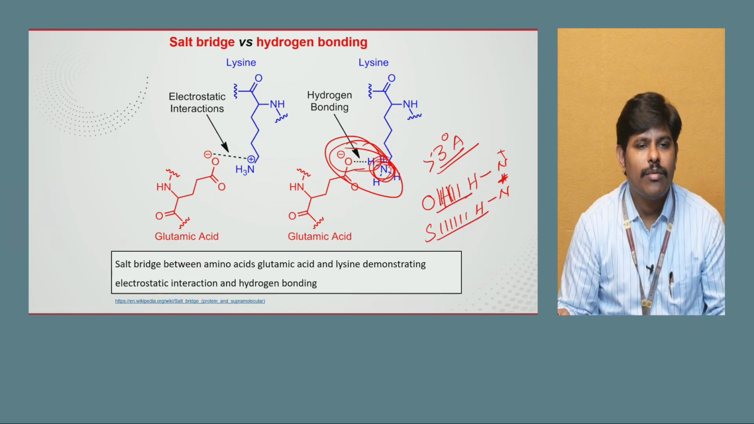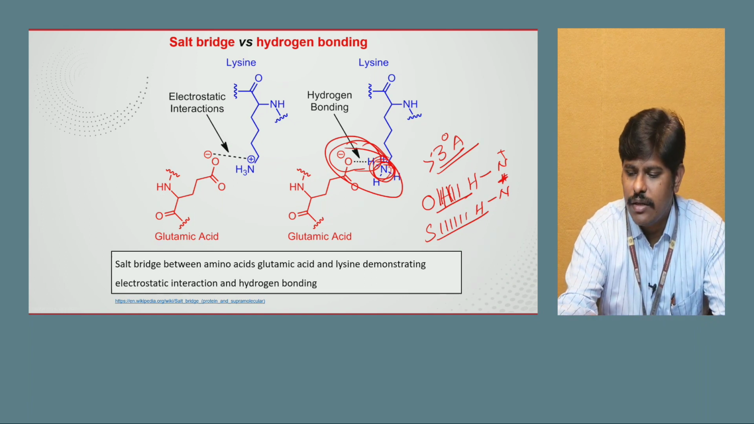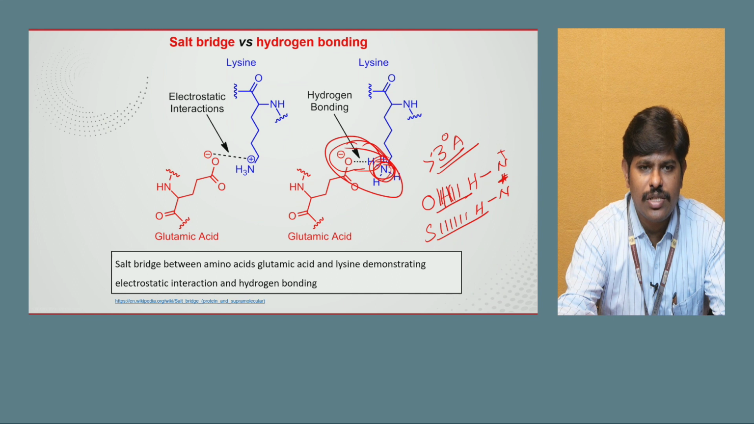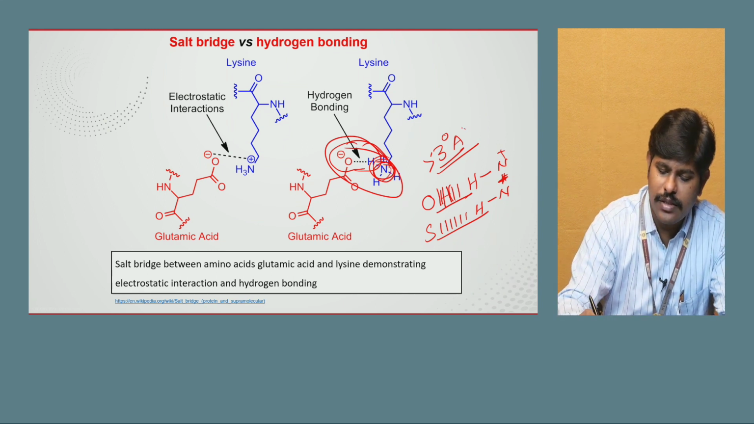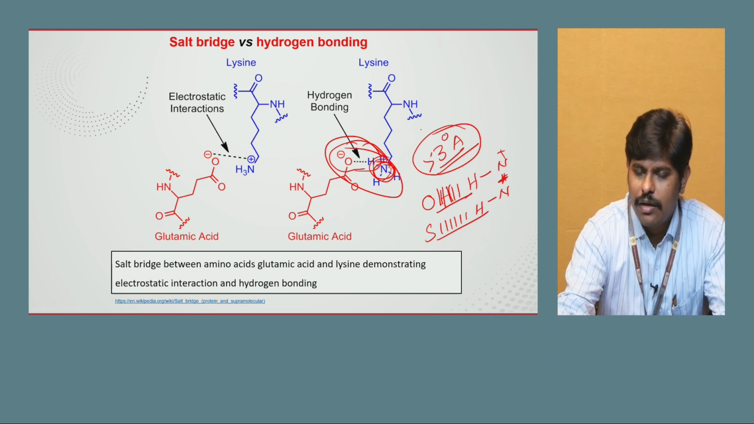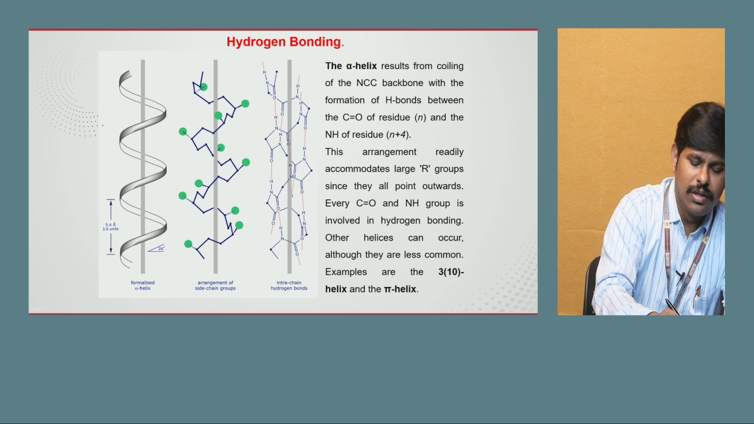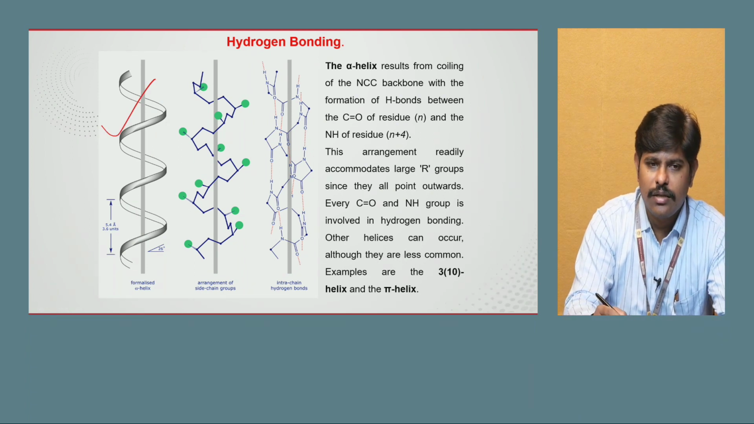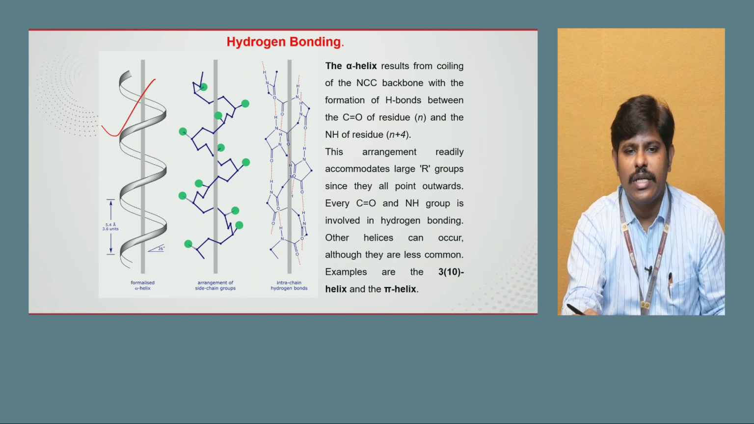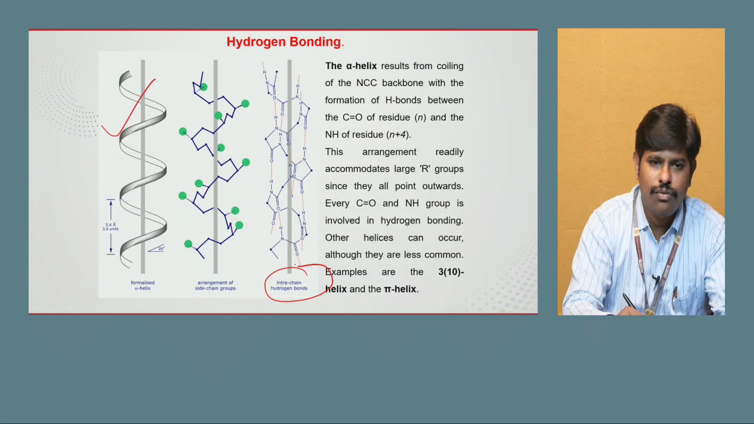So we already learnt about hydrogen bonds in school days, and in more detail also we have seen in our +1 and +2. So basically the hydrogen bonding operates at a lower distance range here, and because of hydrogen bonding the alpha helices are formed. So alpha helices are basically because of intra-chain hydrogen bonds between 1 to 4, 2 to 5, 3 to 6 here.